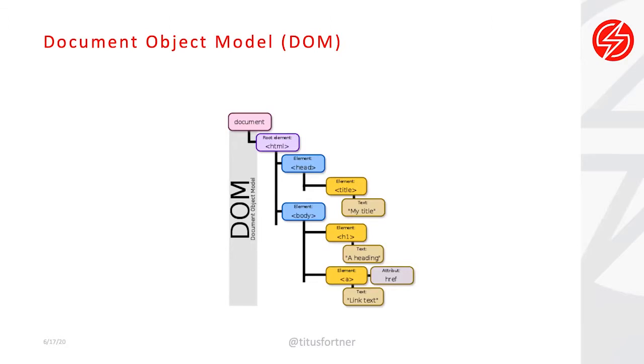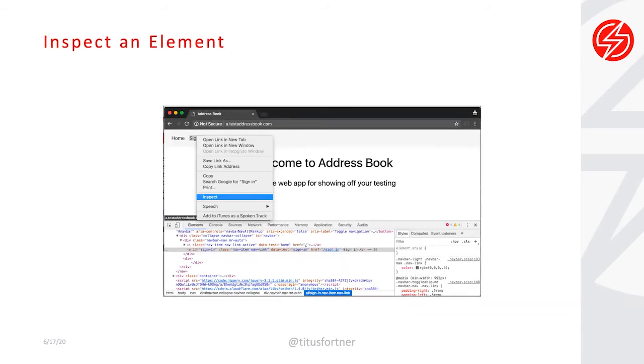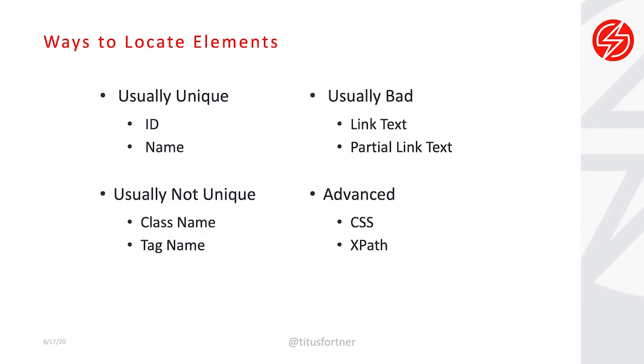Hopefully everyone is familiar with the document object model. Hopefully everyone understands the nested tree and how to locate different attributes and properties on elements in this tree. We find all of this by right-clicking on something and inspecting and taking a look at the values in the Elements tab. There are 8 ways to locate an element in Selenium.